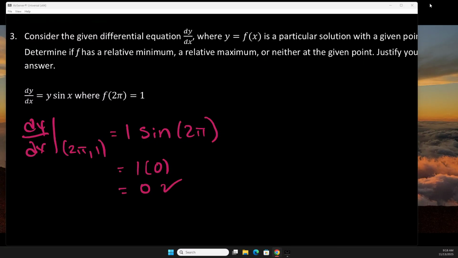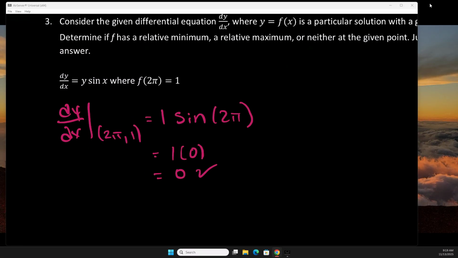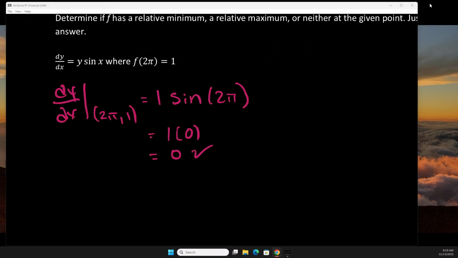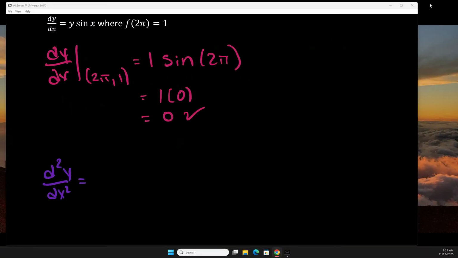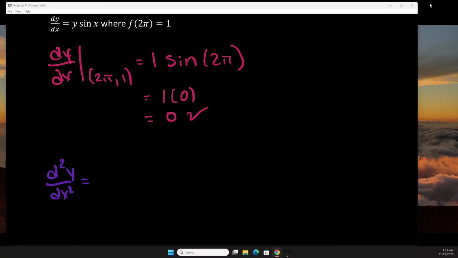So now we have to decide what it's going to be. Now this is not a good one to do the first derivative test because you would have to test points on each side. Well, we could know angles on each side, but we wouldn't really know the y's that go with those angles. So we're going to have to do the second derivative test. So let's find the second derivative. And we are going to have to do the product rule. One factor of your product is y, and the other is sine of x.